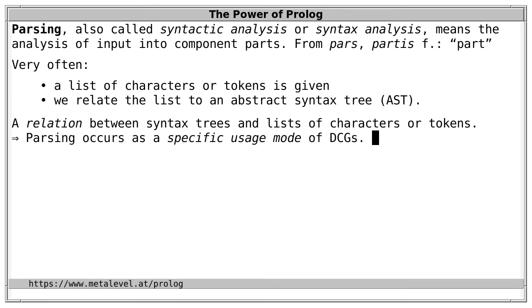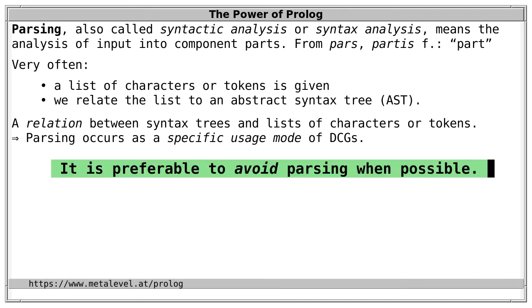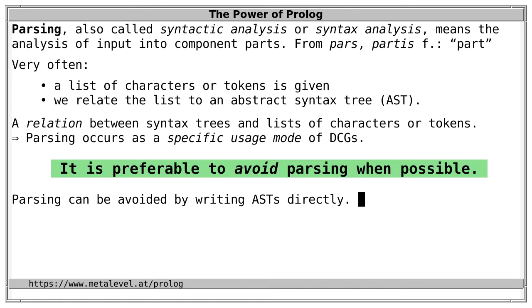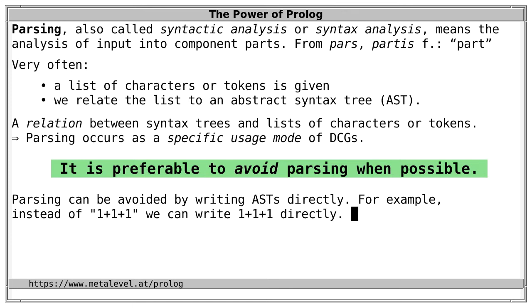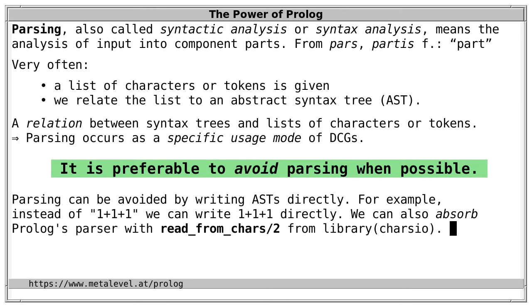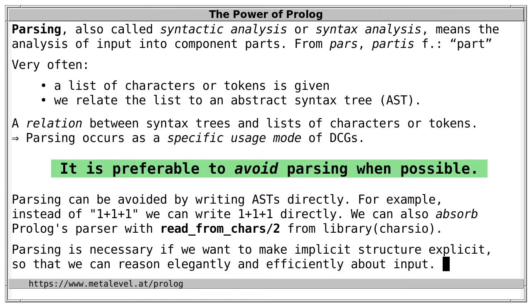or tokens is known. And even though DCGs come in handy for this task, it's in fact preferable to avoid parsing when possible. We can do this by writing syntax trees directly in our programs and queries. For instance, instead of the string "1+1+1", we can use a compound term with principal functor plus. And we can also absorb Prolog's parser, for example with read_from_chars from library(charsio) in Scryer Prolog. But sometimes we need to parse input manually, so to say, namely in cases where the structure we want to reason about is implicit in the input and we want to make it explicit, so that we can reason more elegantly and more efficiently about input.